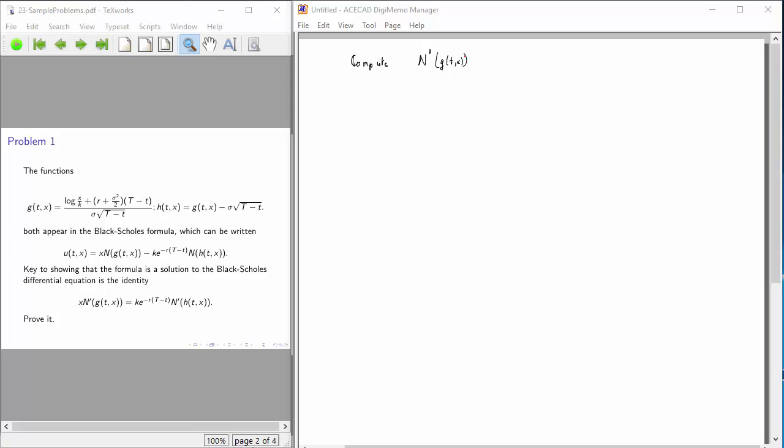N prime, since it involves integrating the density function for the normal distribution, has a square root of 1 over 2 pi in it. I will multiply by the square root of 2 pi so that in the explicit expression that doesn't show up. All that survives in the explicit expression is the exponent of minus g squared over 2. Now we've got g of t and x, but I'm going to write g of t and x as the sum of h of t and x and sigma times the square root of capital T minus little t.